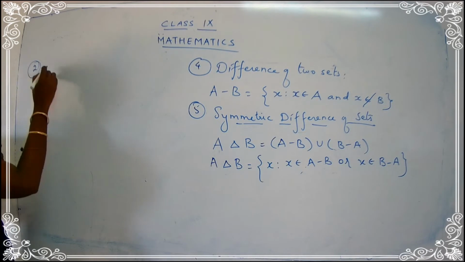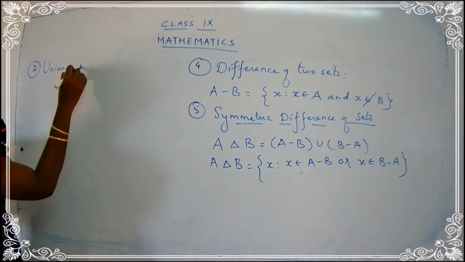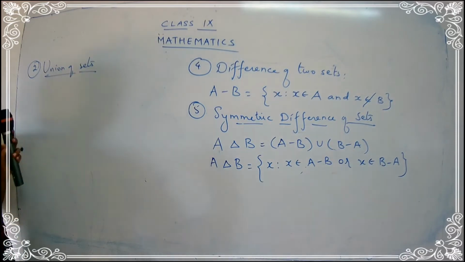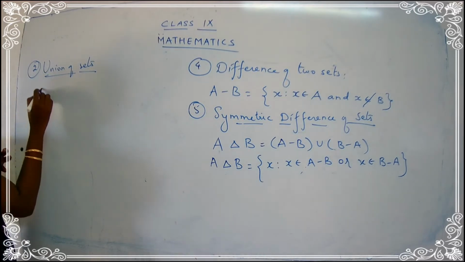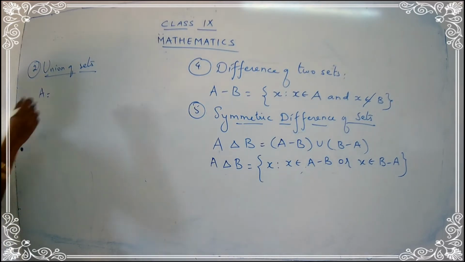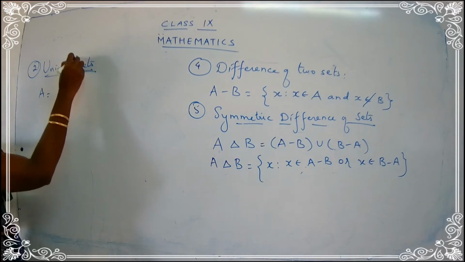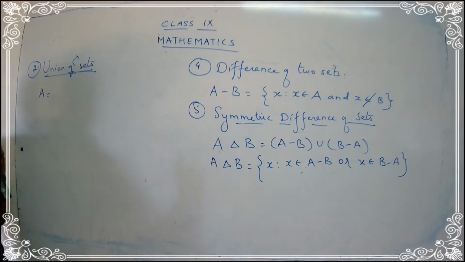So point 2 was union of sets. This is a very easy union. What do you mean by union, children? Union means combining, joining, bringing them together. So if you have two sets, union of sets means your two sets will be included. Always when we talk about sets, union or intersection, we have to consider two sets at a time.